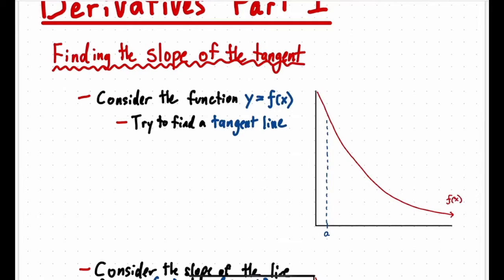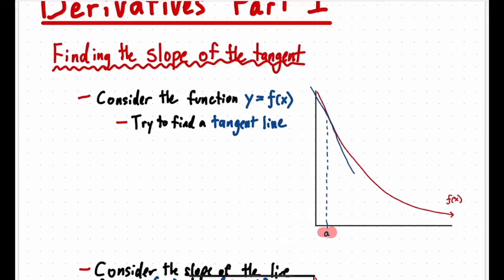So it doesn't matter what this function is. This can be anything. We'll just have a line right here and just a basic standard name, f of x. So say for example at this point that we've chosen right here, A, we want to find the tangent line. We want to find the line that intersects through this point A at only one spot. And it touches right at A, and then it moves on without touching anywhere else. That's what a tangent line is.